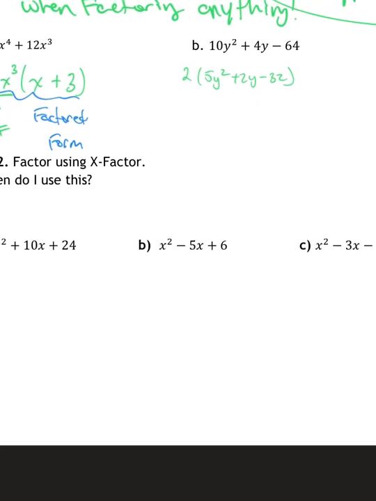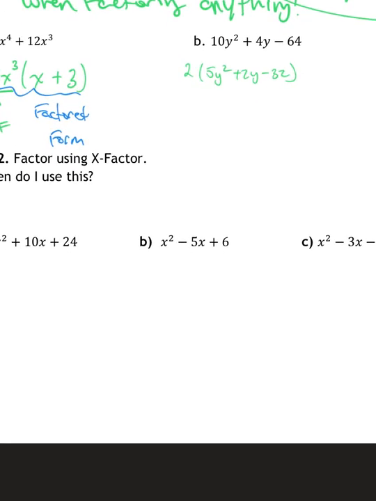All right, next thing, factoring using X factor. You can use this. I'll show you a T-chart in a second. When we get down to example 3, I'll show you a T-chart. It's the same kind of concept. But when do I use this? We're only going to use this for quadratics.